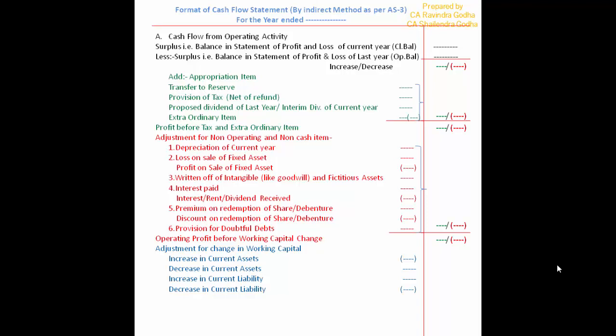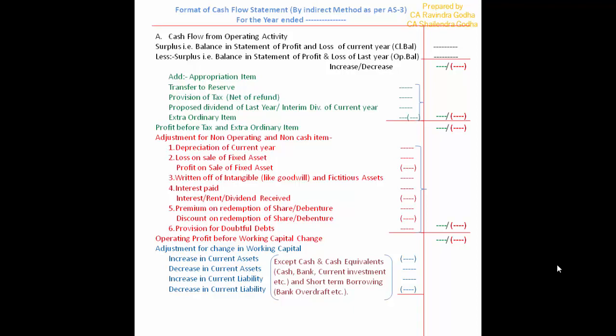But all current assets and current liabilities are not used here. There are some exceptions. The exceptions are, except cash and cash equivalents from the current assets, means cash, bank and current investments are not adjusted here. And from the liability side, short-term borrowings like bank overdraft etc. are not adjusted here. Means what? All the current assets and current liabilities except cash and cash equivalents and short-term borrowings are adjusted here.